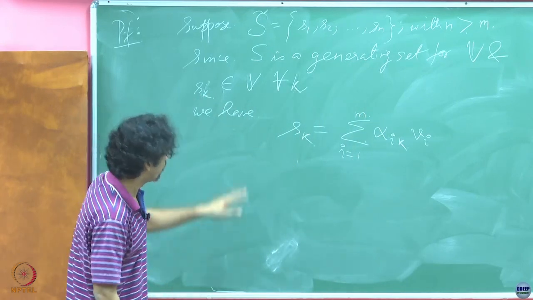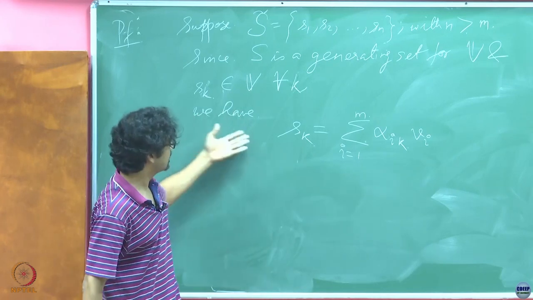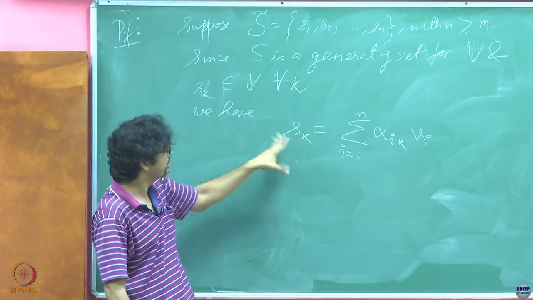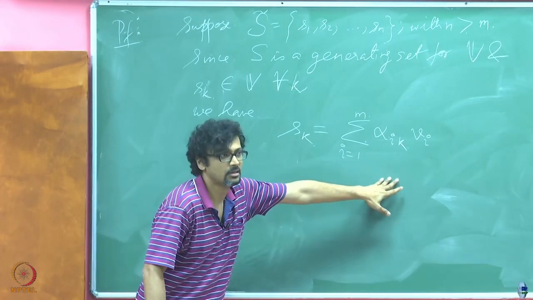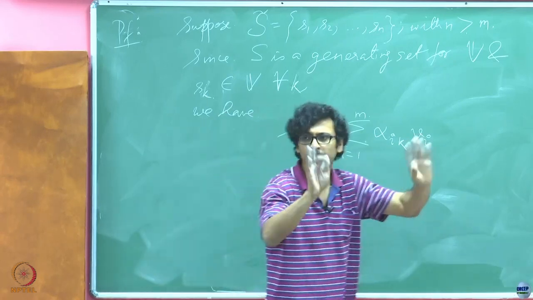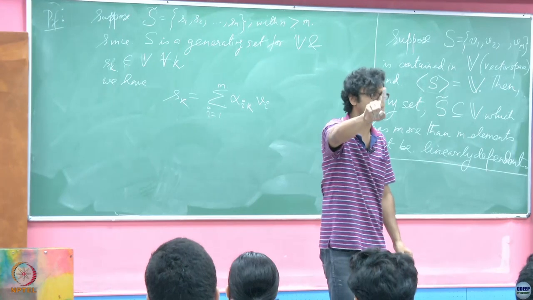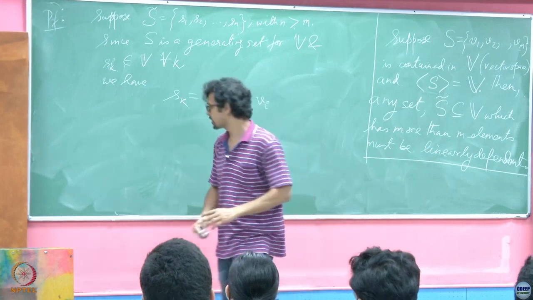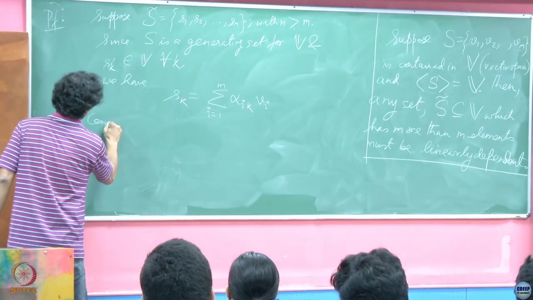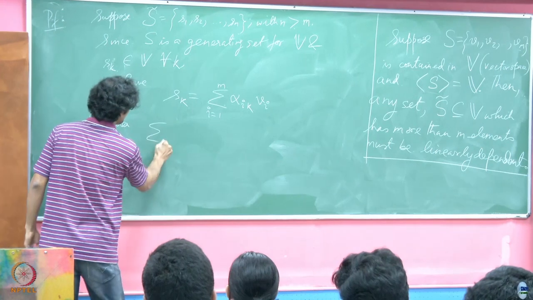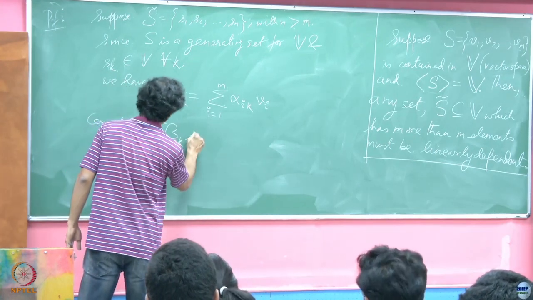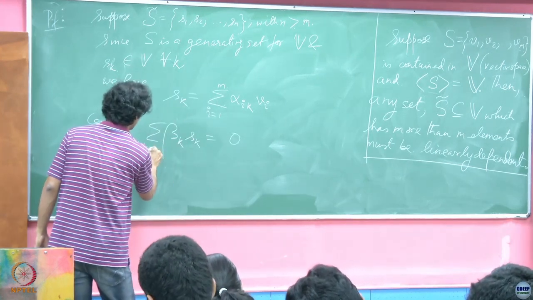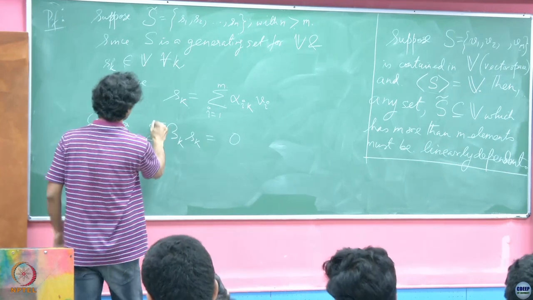What I am required to show is that some non-trivial linear combination of these Sk's vanishes. There might be multiple possibilities. If I can show that one non-trivial linear combination of these Sk's vanishes, then I am done. So, consider the summation of beta k Sk equal to 0, where k goes from 1 through n.